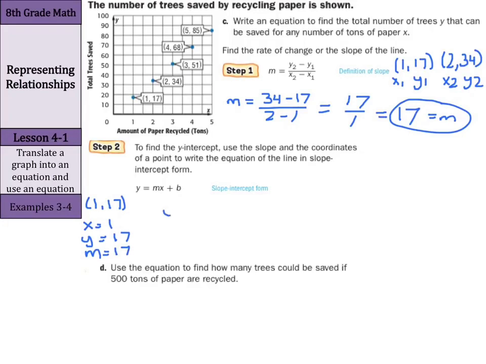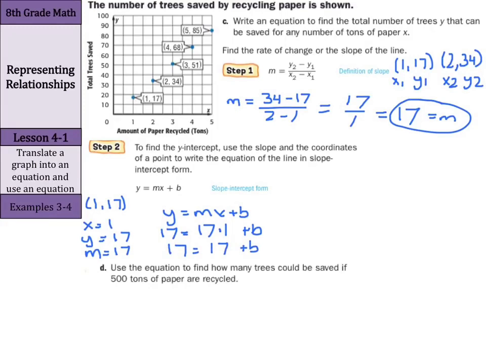So when I have y equals mx plus b, I know my y is 17. I know my slope is 17, and I know my x is 1. I'm looking for the b. So 17 is going to equal 17 plus b.